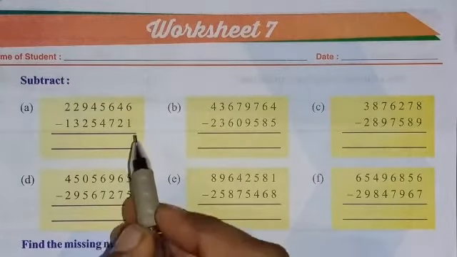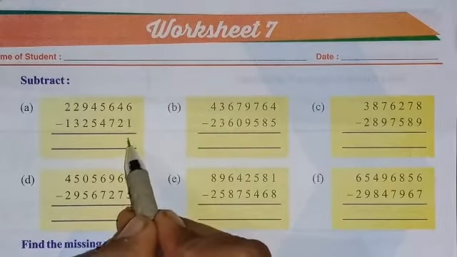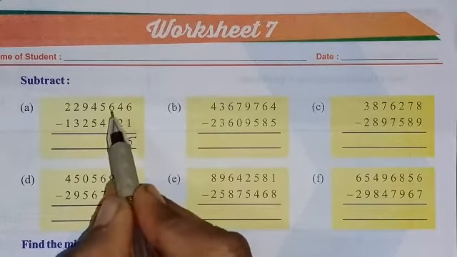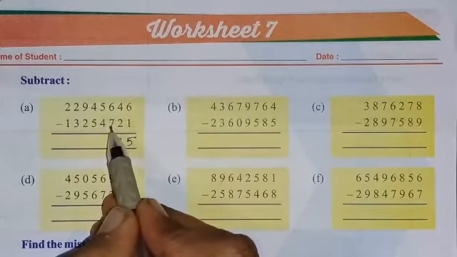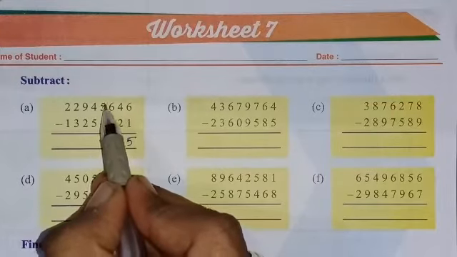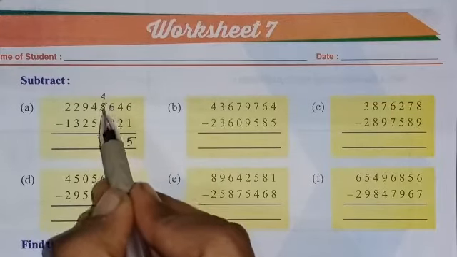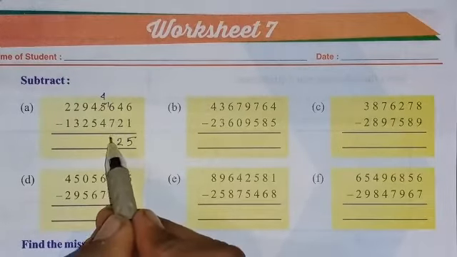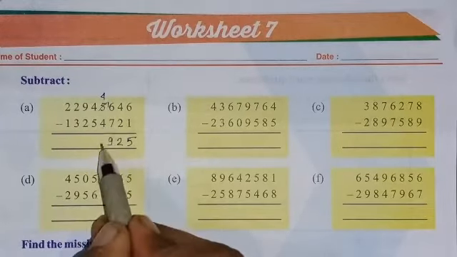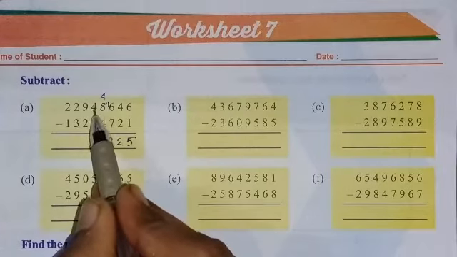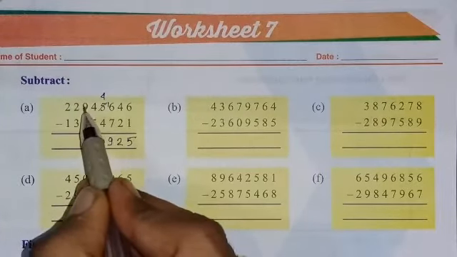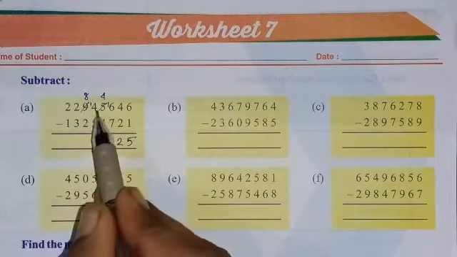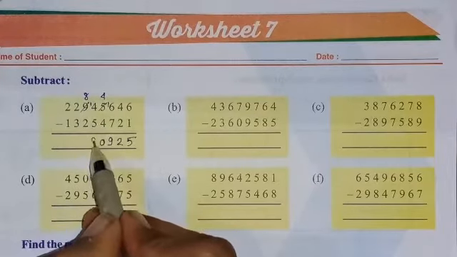The first question, starting: 6 minus 1, 5. 4 minus 2, 2. 6 minus 7, not possible. So we will borrow from the nearest digit. This one will be 4 and this one will be 16. Now 16 minus 7, 9. 4 minus 4, 0. 4 minus 5, not possible. So borrow from the nearest digit. This one will be 8 and this will be 14. So 14 minus 5, 9.